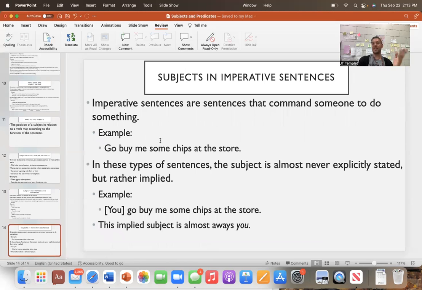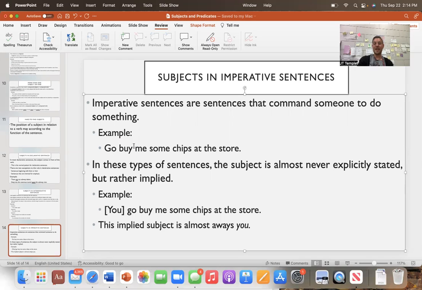And imperative sentences, which are commands like go to the grocery, pick up, like we use them with our children all the time, right? Pick that up, clean that, and so on. It's when you command someone to do something, right? Go buy me some chips at the store. In these sentences, almost always, you're never actually going to get the subject stated, right? The verb is clearly buy, that's an action, or go buy.